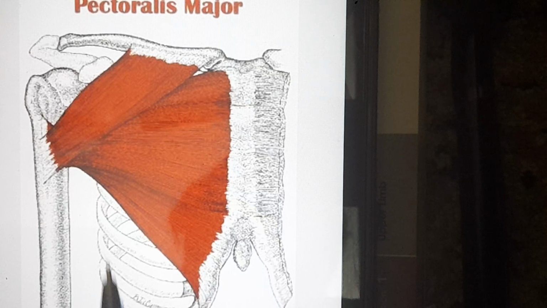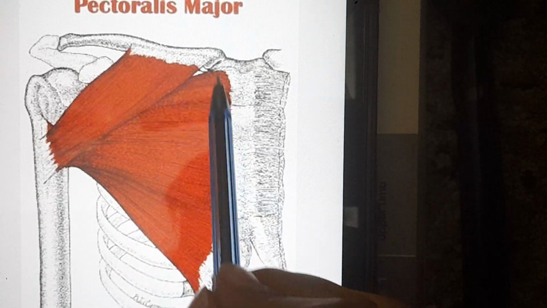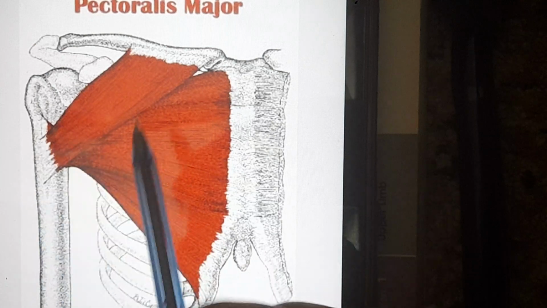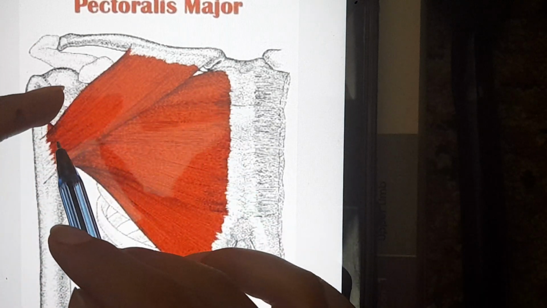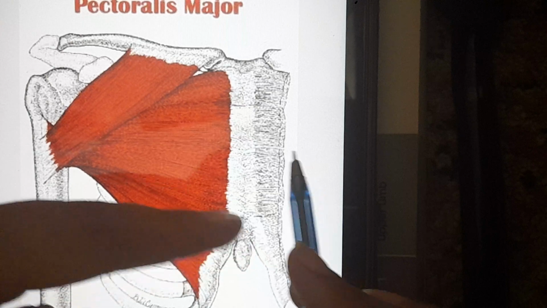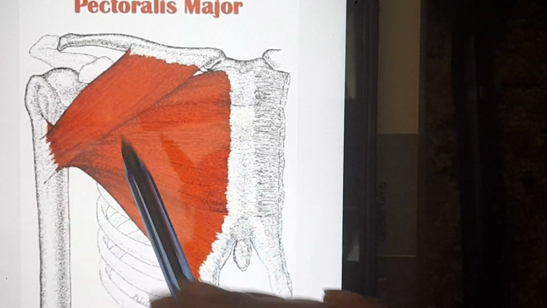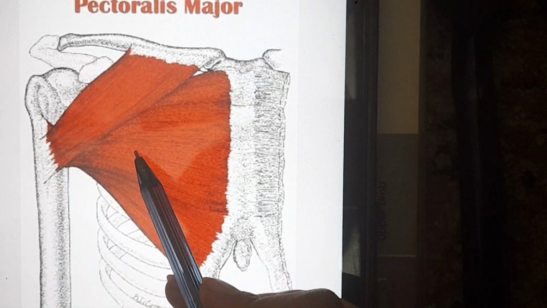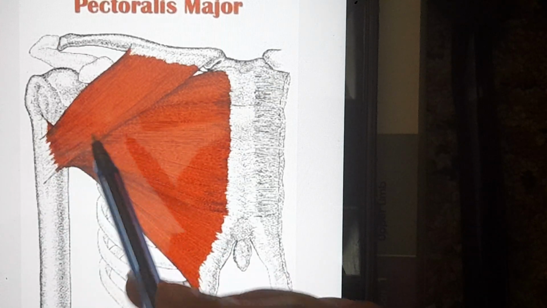Main thing is this. Now what will it do? Always remember that the origin will pull the insertion towards it. Right? So what will happen? This region will be pulled towards this region. So what will happen? Medial rotation and adduction.